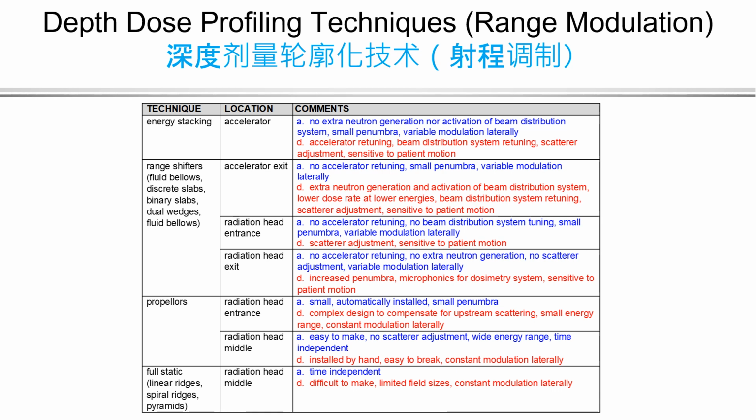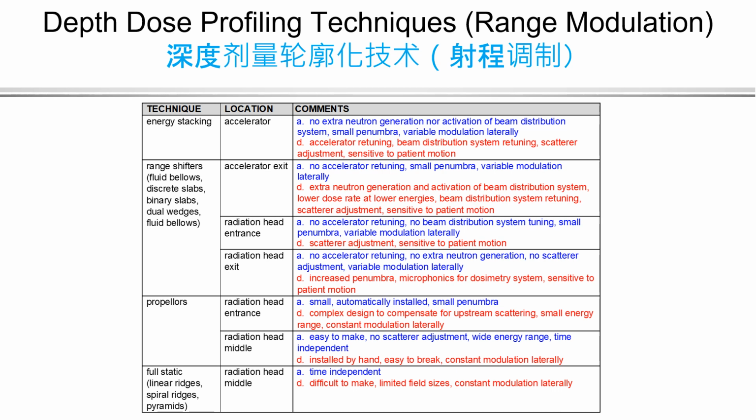When using range shifters located at the exit of the radiation head, advantages include no accelerator retuning, no extra neutron generation, no scatterer adjustment, and variable modulation laterally. Disadvantages include increased penumbra, microphonics affecting the dosimetry system, and sensitivity to patient motion.